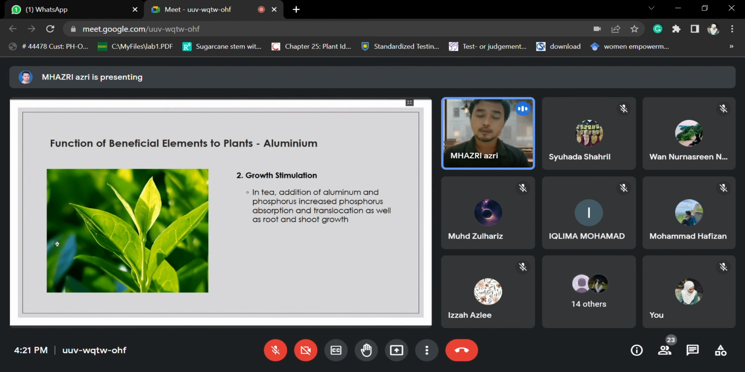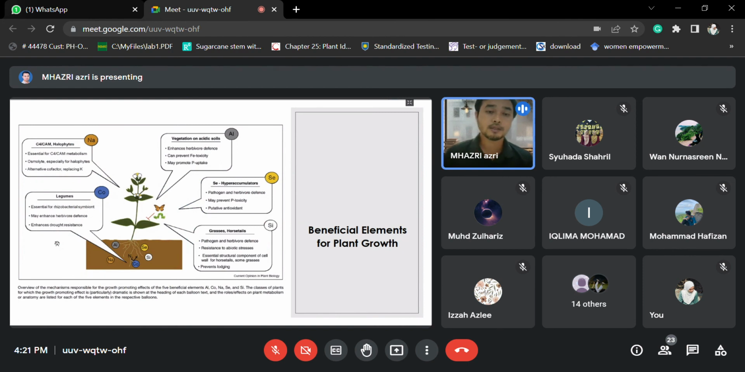Dekat pokok tea also we can observe the same phenomenon if we apply this plant with low concentrations of aluminium. Okay, this is the summarizations or conclusions of how sodium, aluminium, selenium, silicon, and cobalt can give beneficial effect to the plant growth. Okay. For example, aluminium enhance herbivore defense. It can prevent iron toxicity. It can also promote phosphorus uptake.